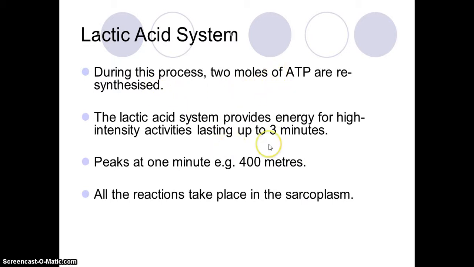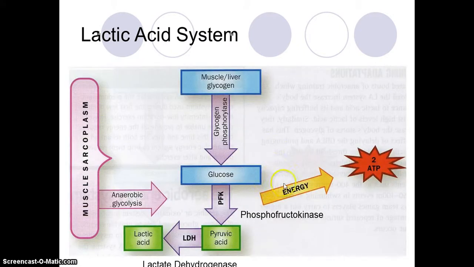This is up to about 3 or 4 minutes, looking at around 400 meter events, those kinds of things, and again it takes place in the sarcoplasm. This diagram shows you in a little bit more detail. You've got this glycogen phosphorylase creating glucose. Remember, glycogen is how we store it. We need it to be glucose to use it.